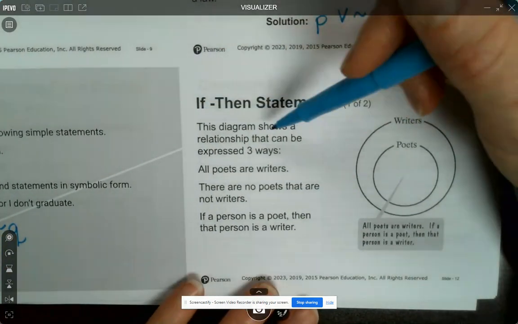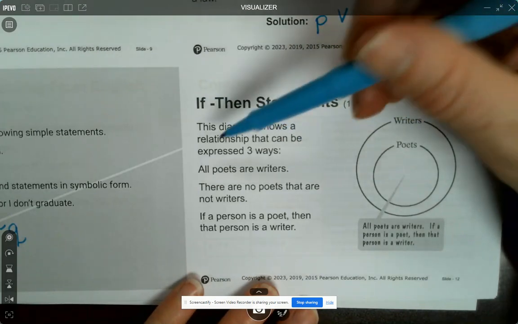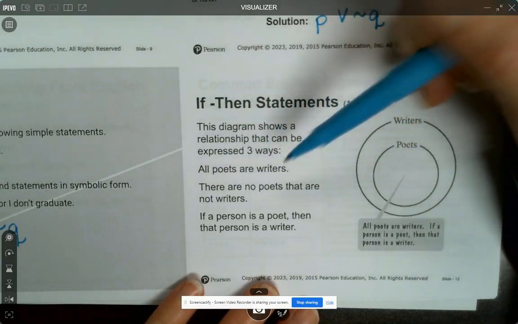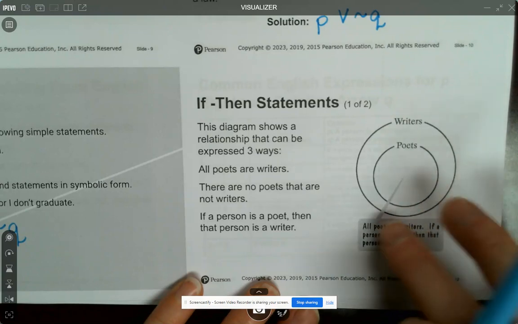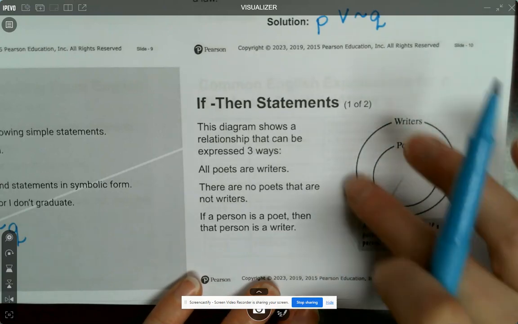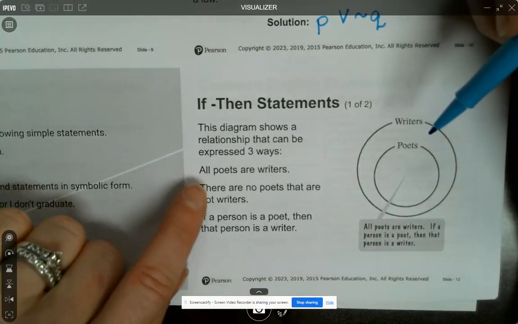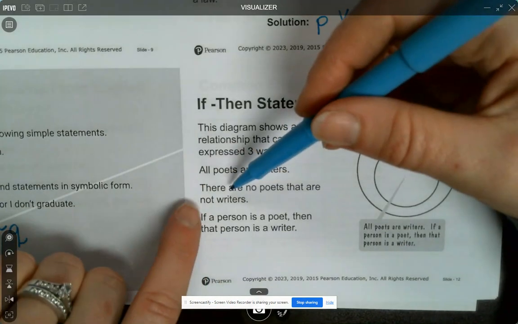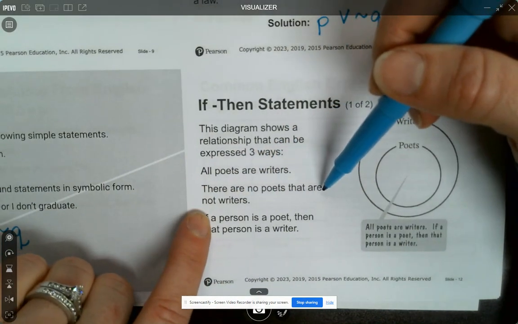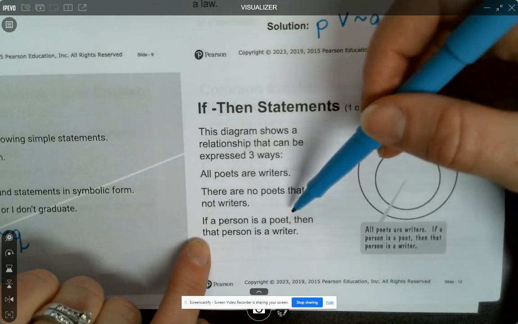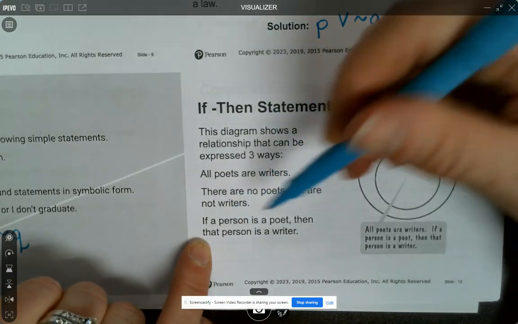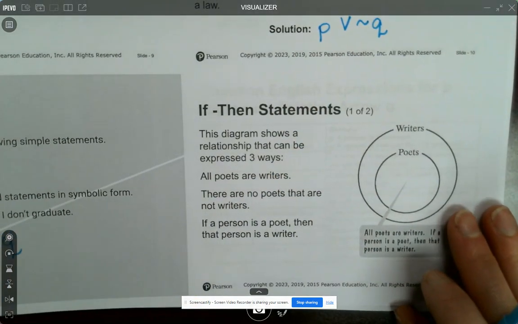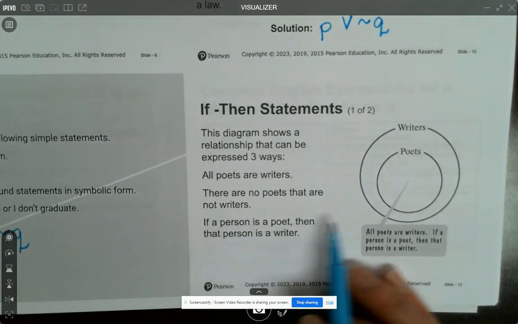If-then statements. The diagram shows a relationship that can be expressed three ways. All poets are writers, so since poets are within the writers circle, all poets are writers. There are no poets that are not writers. If a person is a poet, then they are a writer. So all of these statements mean the same thing. So this is the if-then statement.